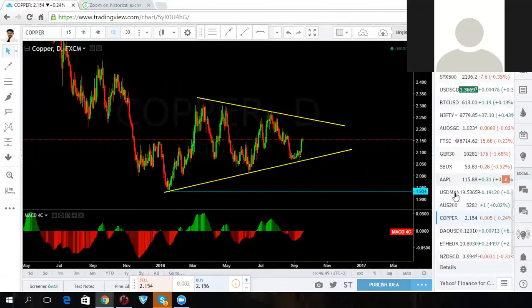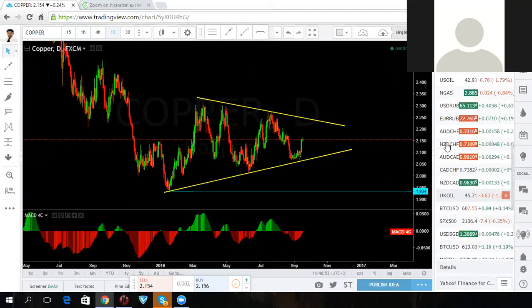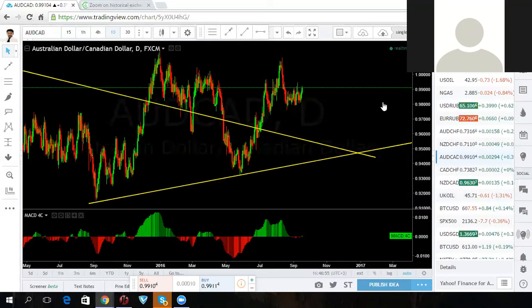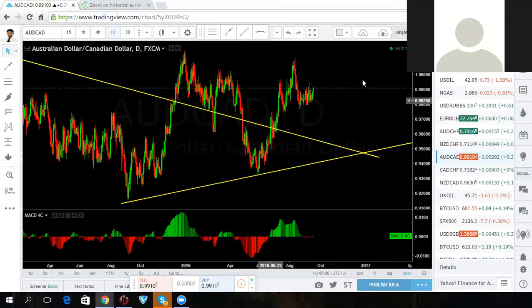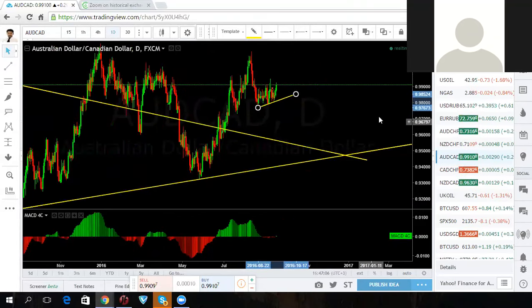Aussie CAD, let's look at Aussie CAD. Aussie CAD is in that big sideways move on the daily. You have to wait for it to break out. Unless it breaks out, it's not going to give you the trade. So let's look at it in the daily. It's in this big sideways move here. Let me just put it for you. And it's not breaking out, right?